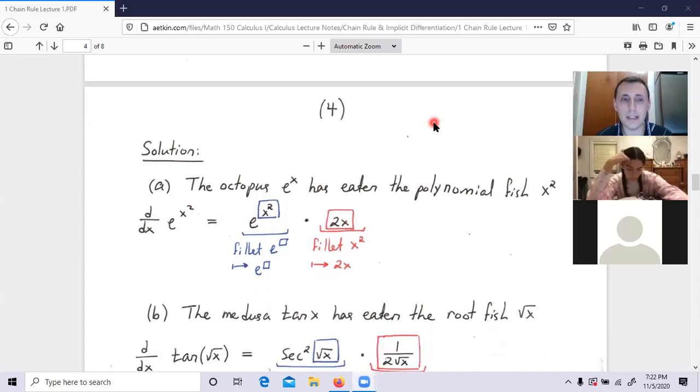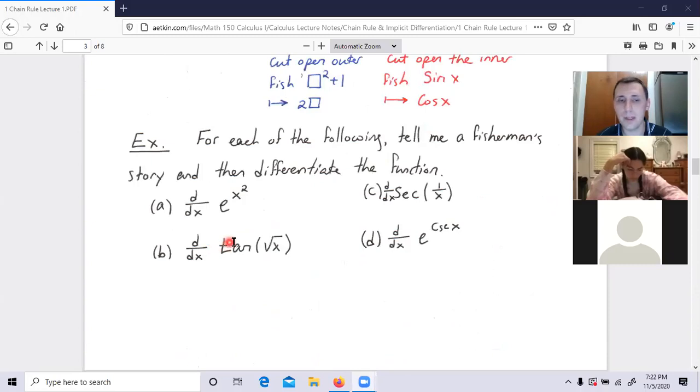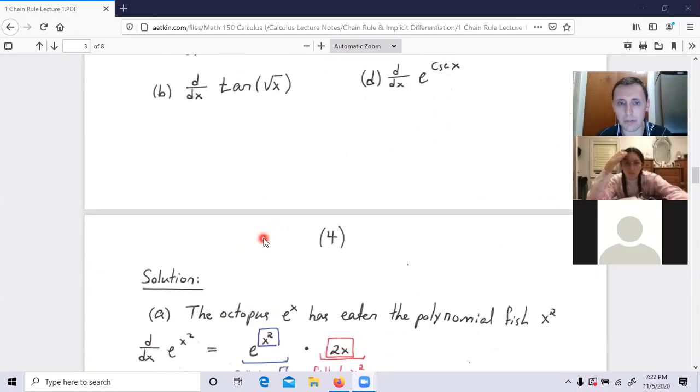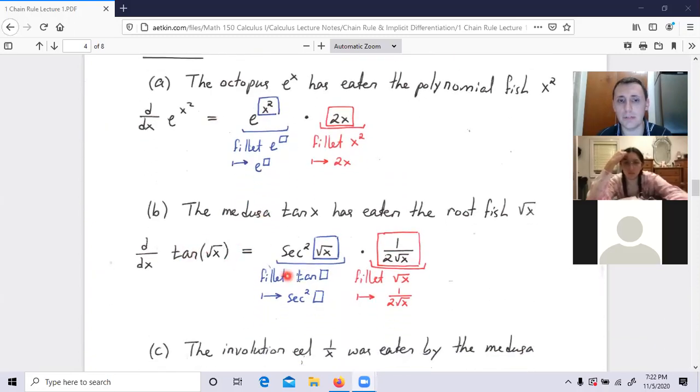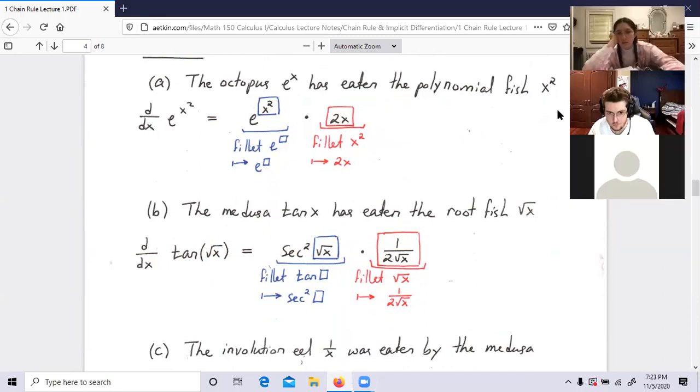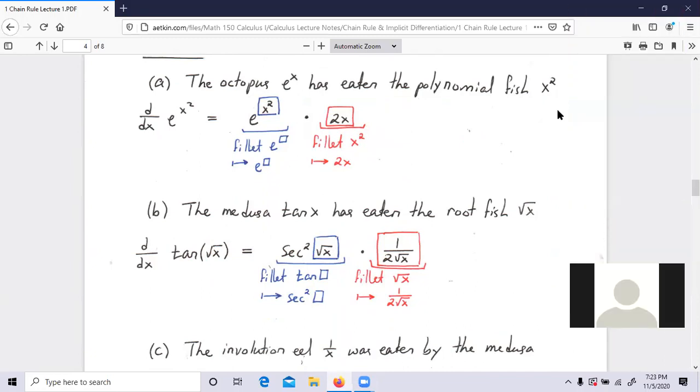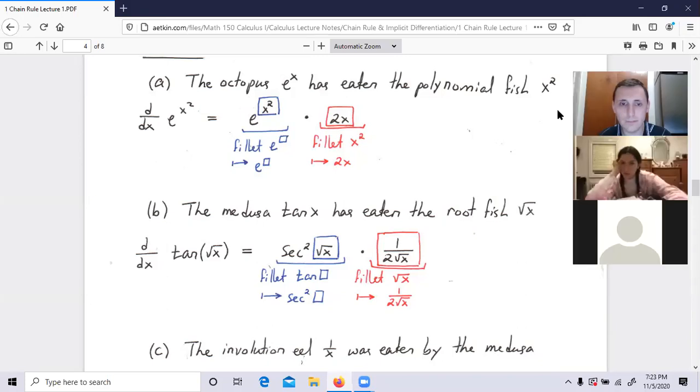Now, let's see the next one, B. You can see that tangent has eaten a radical. So what's the derivative of tangent? It's secant squared. The derivative of tangent is secant squared times the derivative of root of x, it's 1 over 2 root x. The derivative of root of x is 1 over 2 root x, correct? So you just write the product. Good?